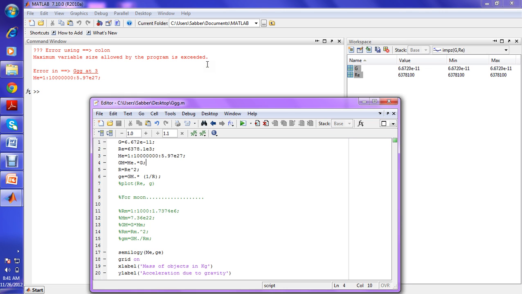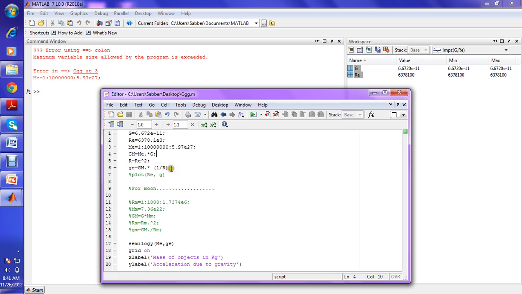So if we want to execute this, we will not get a result because the maximum variable size allowed by the program is exceeded. So we have a memory shortage and a program shortage. That's why we cannot do that. So what we have to do is reduce the size of this. Okay, let's make it 15. Let's see whether it works.